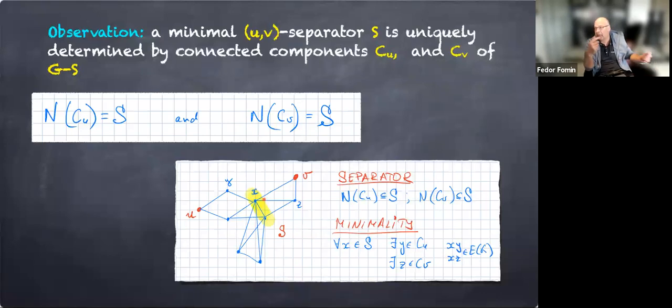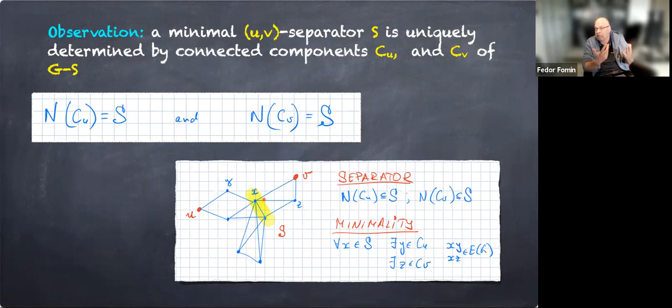It's easy to see that if there's no vertex Y adjacent to vertex X, and I remove vertex X from the separator, what remains will still be a UV separator. But this will contradict that the separator is inclusion minimal, right?